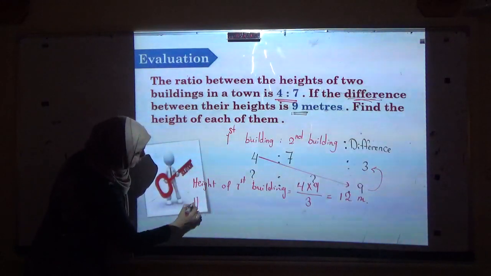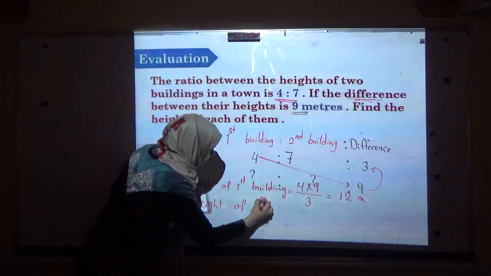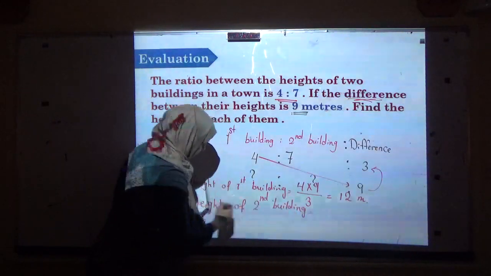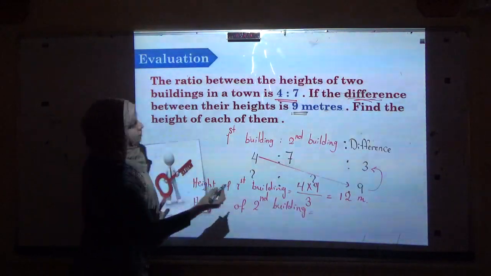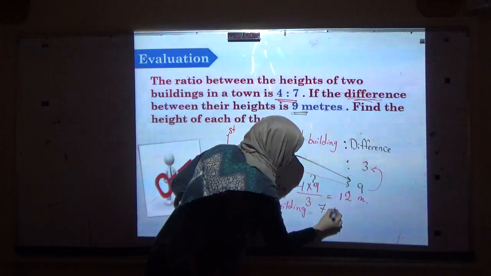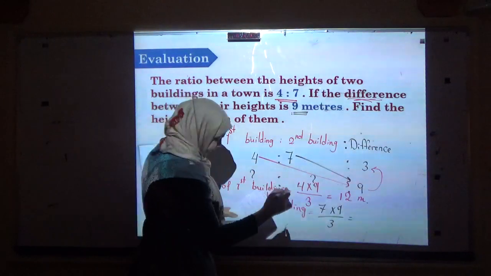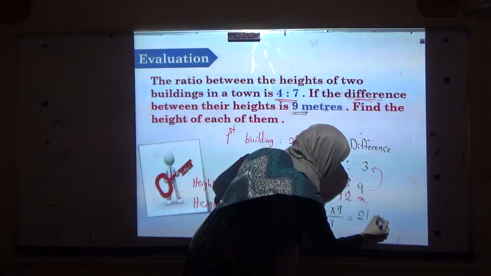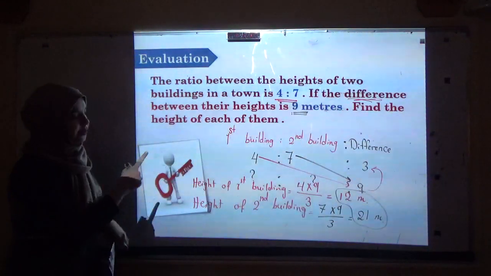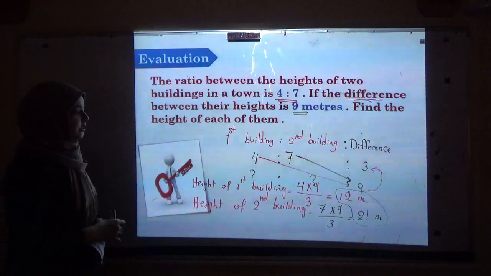The height of the second building equals 7 multiply 9 divide 3. 7 multiply 9 divide 3 equals 21 meters. Also check your answer by subtracting these two heights. 21 minus 12 equals 9 meters.